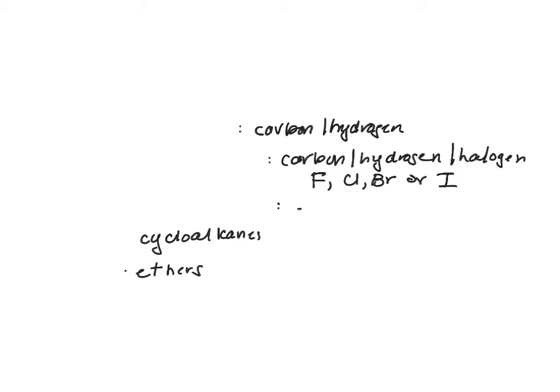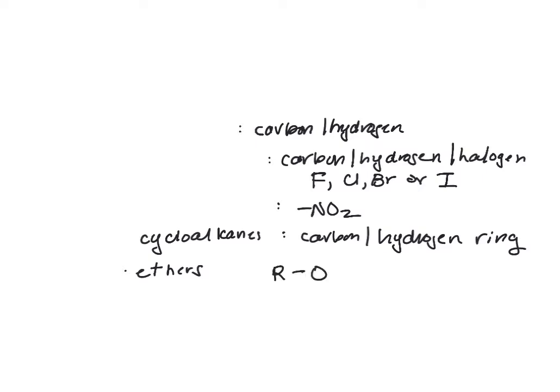Nitroalkanes will have a nitro group, an NO2 group. Cycloalkanes, again, carbon and hydrogen if they don't have a substituent, and they are in a ring. And ethers will have the functional group alkyl, oxygen, alkyl, where R and R1 do not have to be the same. They can be the same, but they do not have to be.